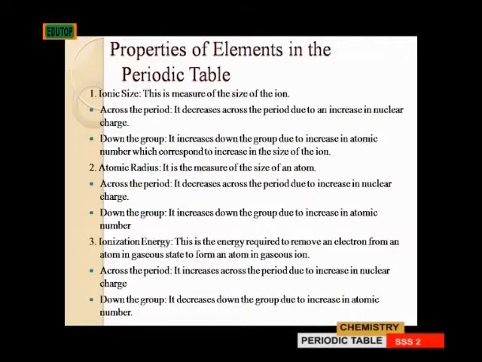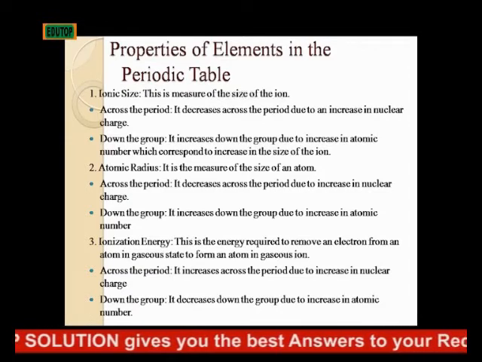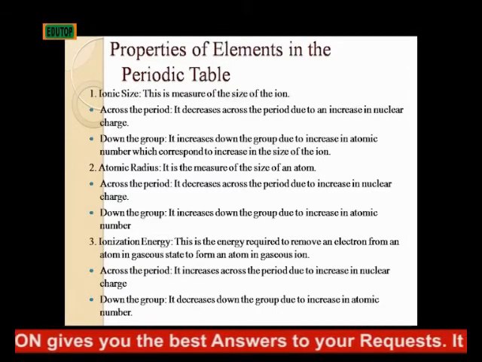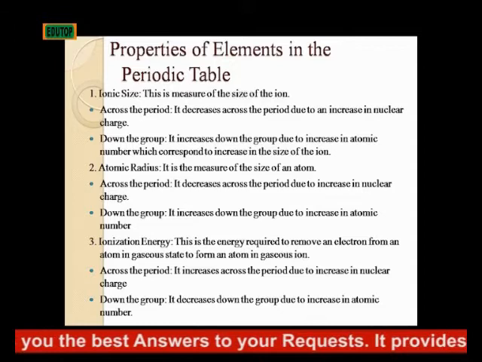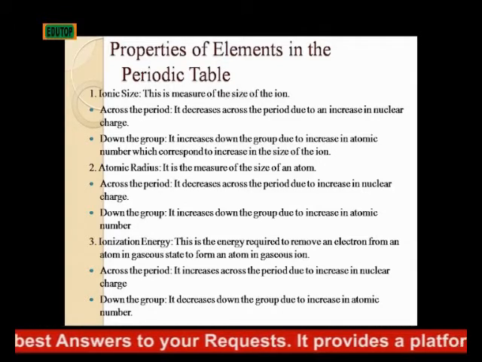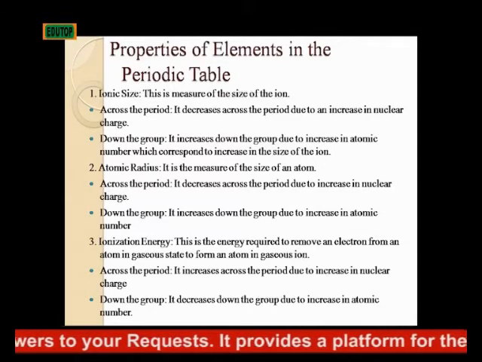Properties of elements in the periodic table. 1, you have ionic size. This is a measure of the size of the ion. How does it respond across the period and down the group? Across the period, it decreases due to an increase in nuclear charge.